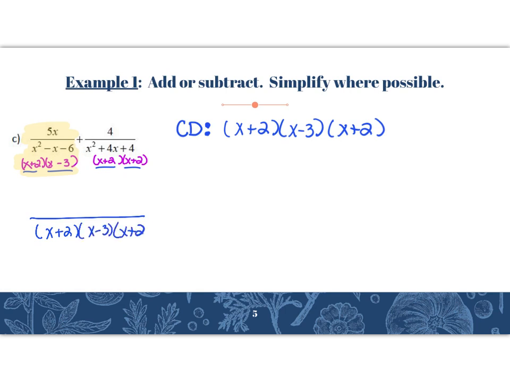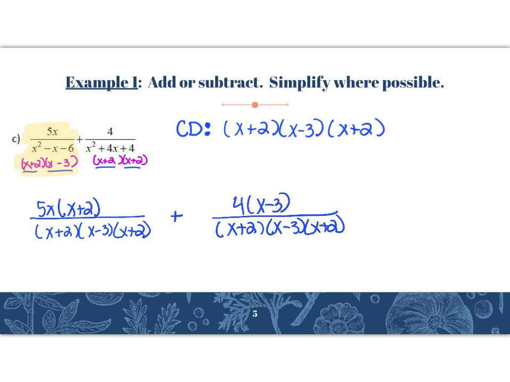x plus 2, right? To multiply by that extra x plus 2, I have to multiply the top by x plus 2 as well. And then I've got plus, and now I need, again, the common denominator to be x plus 2, x minus 3, x plus 2. And what factor is missing from the second fraction? Well, it's a factor of x minus 3. So I have to also multiply the top by x minus 3.